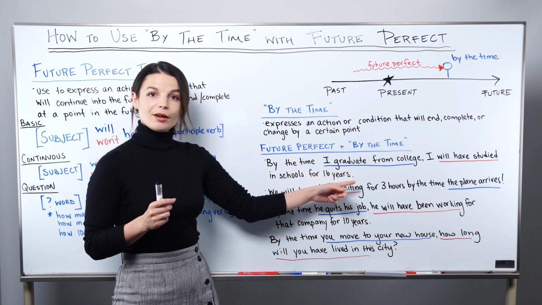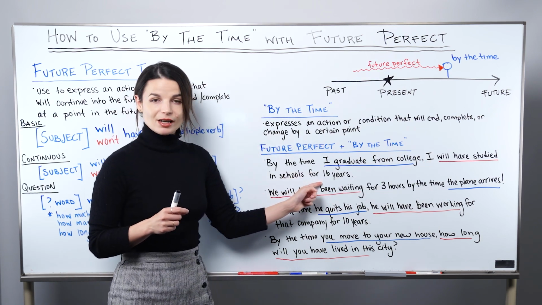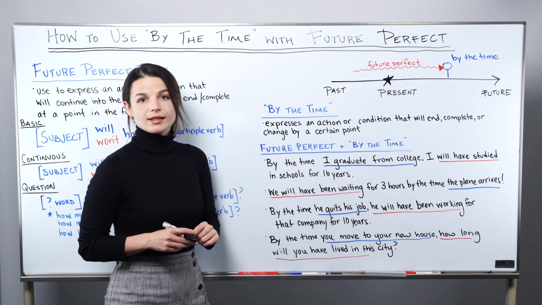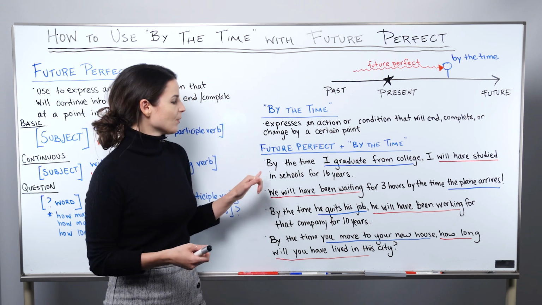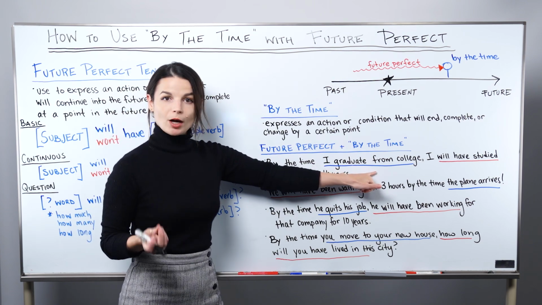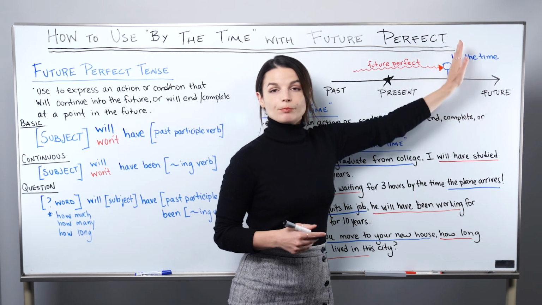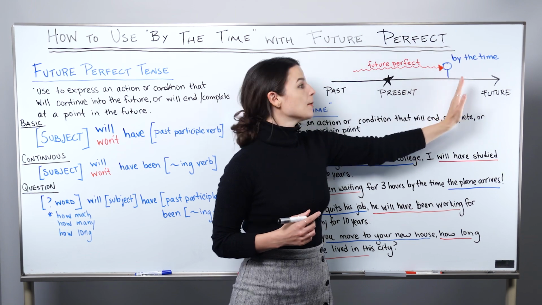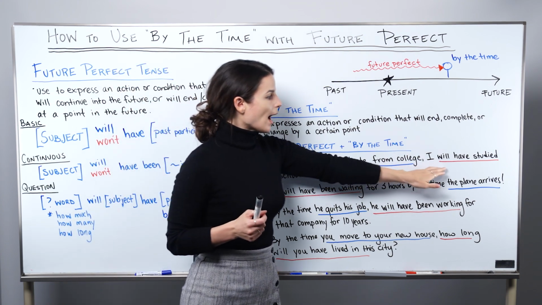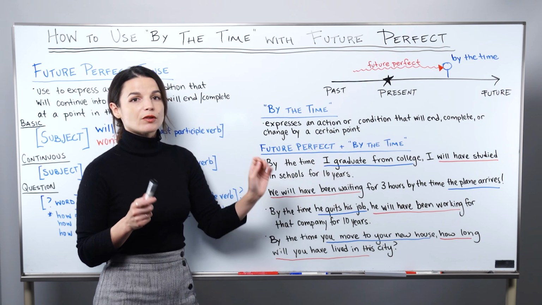By the time I graduate from college, I will have studied in schools for 16 years. So let's break this sentence down. First, we have the by the time expression. So here, by the time I graduate from college. So this point, graduating from college, is our key point in the future. This is a future moment, a future point in time here. Then our future perfect portion is this. I will have studied in schools for 16 years.